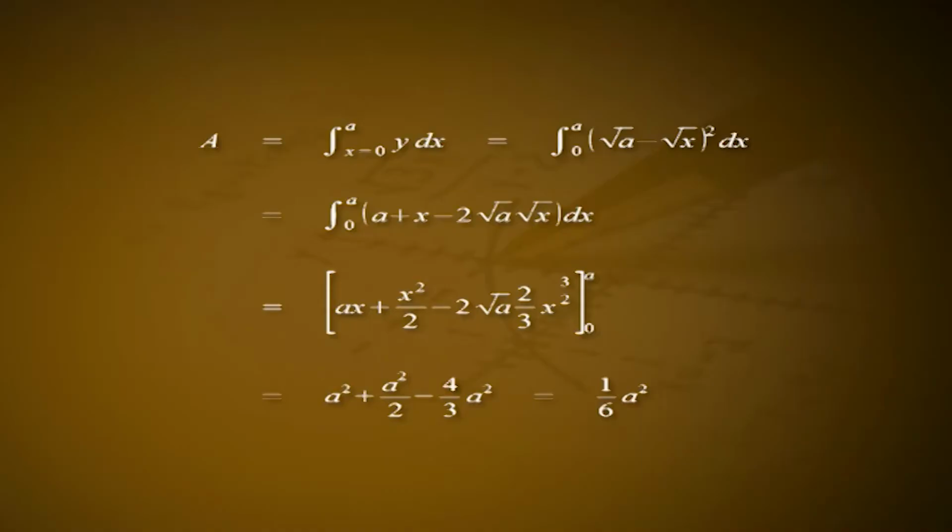So, area A is equal to integral from x is equal to 0 to a y dx, which is equal to integral from 0 to a of square root of a minus square root of x whole square dx, which is equal to integral from 0 to a of a plus x minus 2 root a into root x dx, which is equal to ax plus x square by 2 minus 2 root a into 2 by 3 x raised to 3 by 2 between the limits 0 and a, that is equal to a square plus a square by 2 minus 4 by 3 a square, which is equal to 1 by 6 a square.